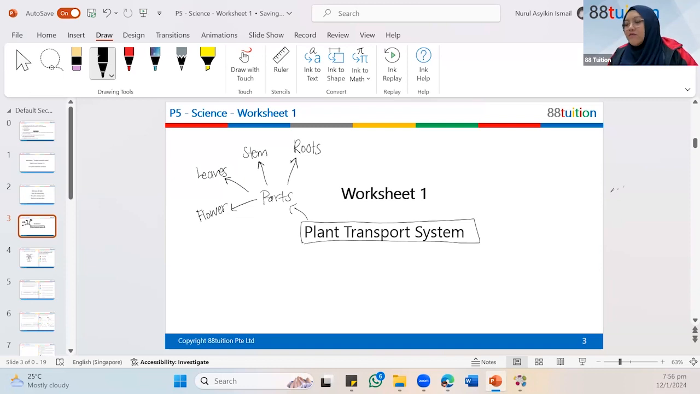However, for today, we are not going to look at flower. We are only going to look at 3: roots, stem, and leaves. But we are going to focus on one. Most of the time, we are going to look at roots and stem for today first. So if you look at the plant transport system, if you're looking at plants, we remember there are parts: roots, stem, leaves. When you talk about transport, students, the word transport itself means something.